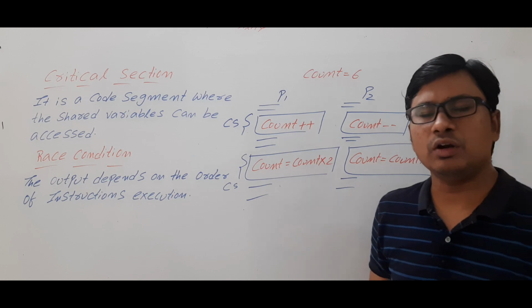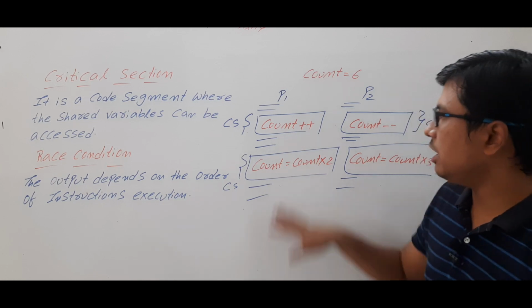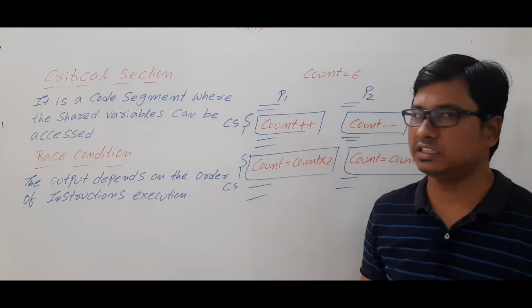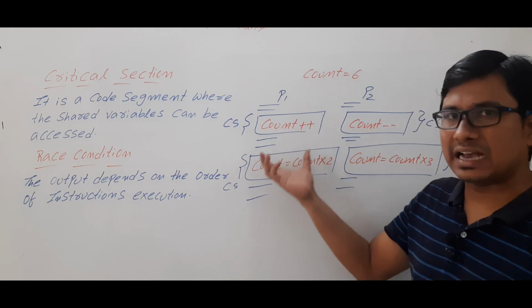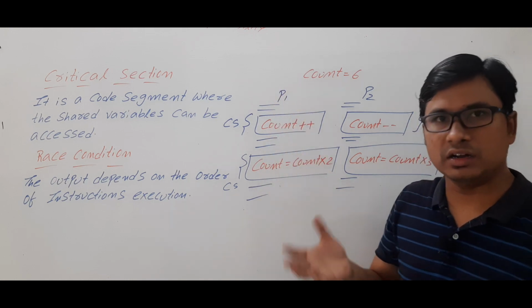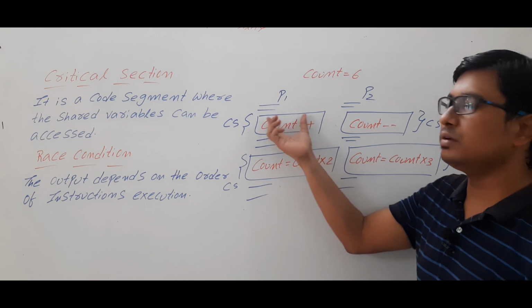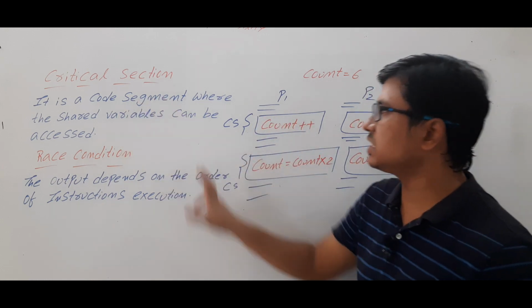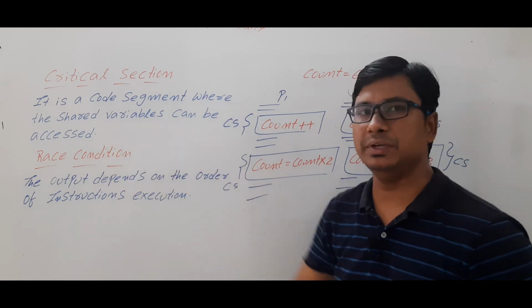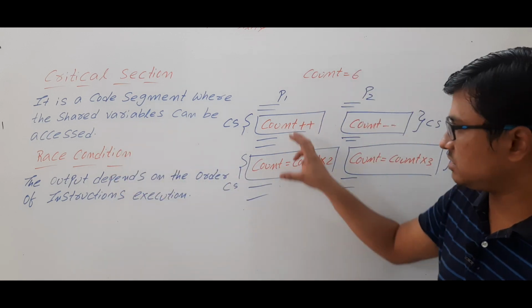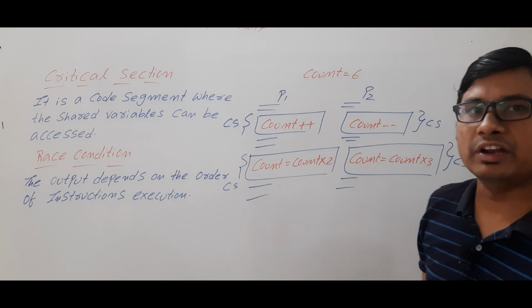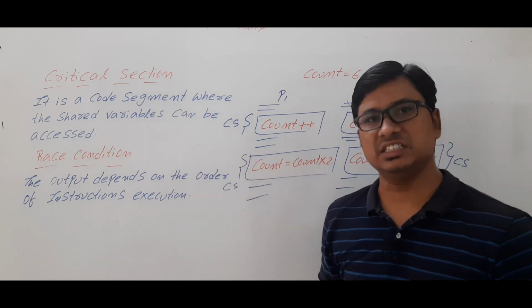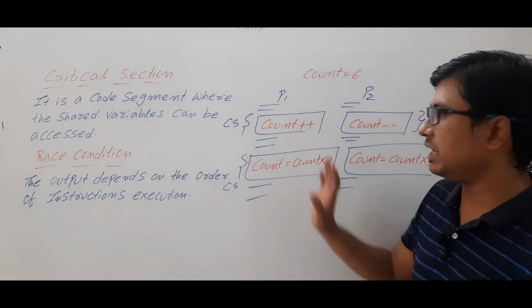Remember one thing, a lot of students get confused here. Does a process have only one critical section? No. Wherever you are accessing the shared variable or shared resources, that part we will call a critical section. So it is a code segment where the shared variables can be accessed. Whenever you are accessing the shared variable, that part we will call a critical section. Is it clear? I hope you have understood.